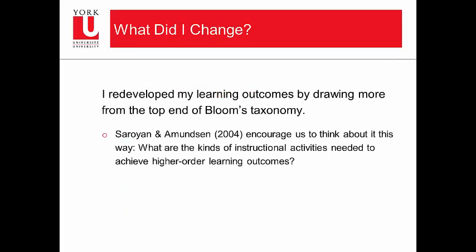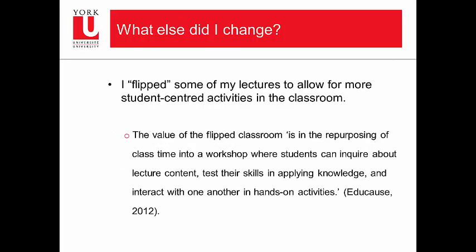Based on this experience, I redeveloped my learning outcomes by drawing more from the top end of Bloom's taxonomy. This is what I showed earlier when I went from describe to compare and contrast. This in turn really forced me to revise my teaching and learning activities. As Saroyan and Amundsen point out, we need to ask ourselves, what are the kinds of instructional activities needed to achieve higher order learning outcomes? In my view, this is really what a university education is about. So for me, starting class with a conventional lecture was no longer the answer.